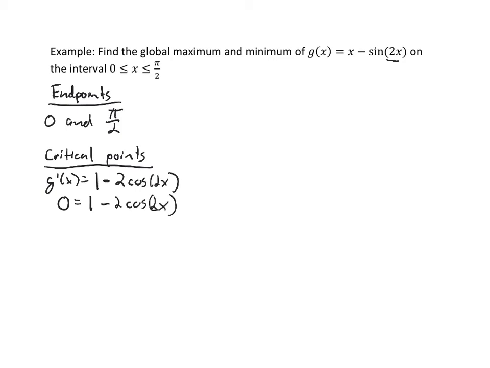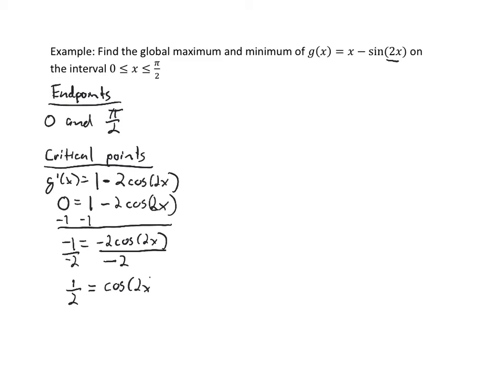In other words, we are trying to solve this trigonometric function. So here's how we would solve that. You actually think about solving this almost like it's a linear equation. We're going to subtract 1 from each side. Negative 1 equals negative 2 cosine of 2x. We divide by negative 2 and we get 1/2 equals cosine of 2x.